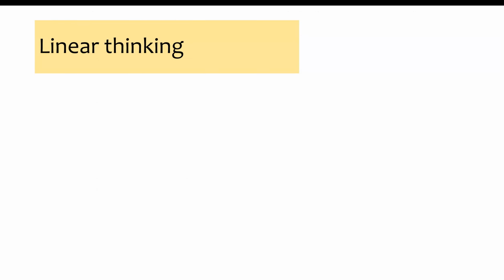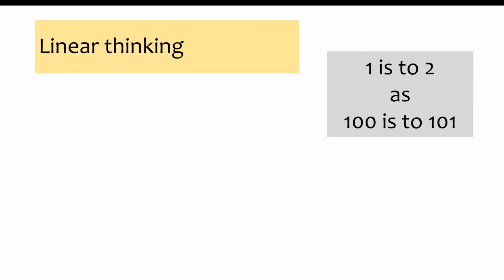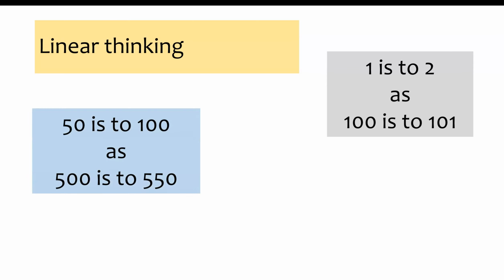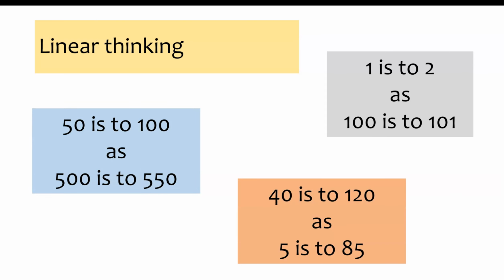The opposite of this would be linear thinking. So in a linear system, you'd say 1 is to 2 as 100 is to 101. Both of them are just 1 apart from each other. 50 is to 100 as 500 is to 550. Again, these are just 50 units apart from each other. And 40 is to 120 as 5 is to 85, because these are just 80 apart. So this style of linear thinking just means that the same difference means the same thing, regardless of your starting point.